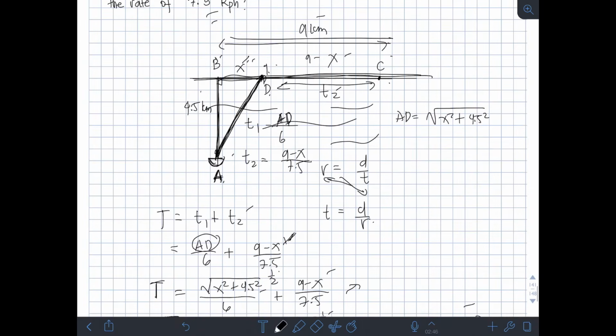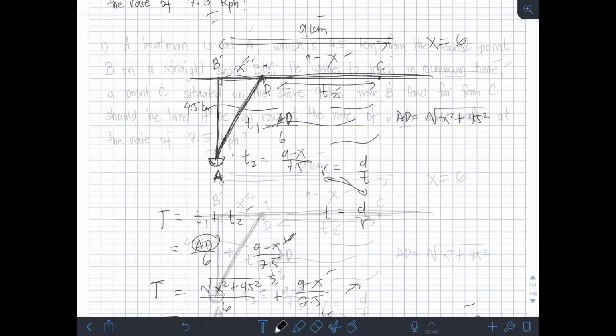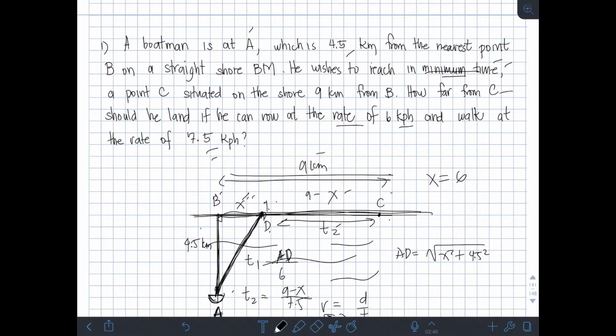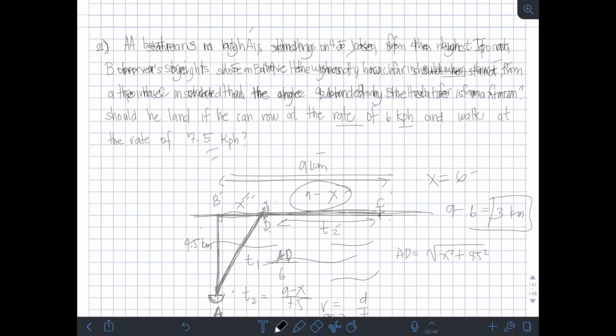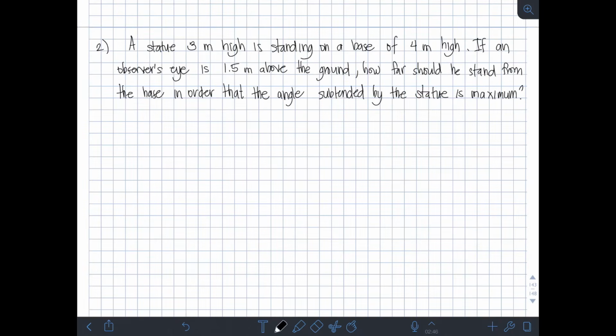Okay? So, kung x is 6, ang tanong is how far from C should he land? So, parang itong distance na to, right? Yung D to C. So, di ba 9 minus x yon? So, 9 minus x, which is yung x is 6, 9 minus 6 is 3. 3 kilometers. So, therefore, the answer is 3 kilometers. Okay? Next, we have a statue 3 meters high is standing on a base of 4 meters high.